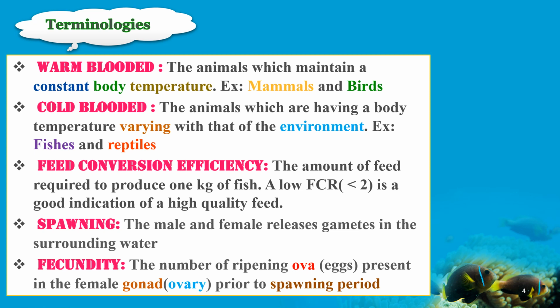The expulsion of gametes from the body of fish into the surrounding water is known as spawning. The reproductive potential of a female fish is fecundity.